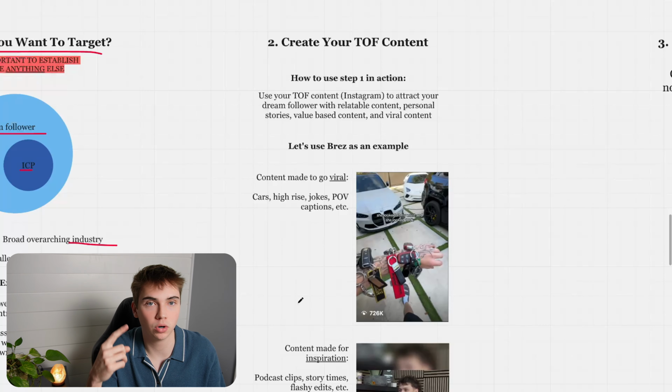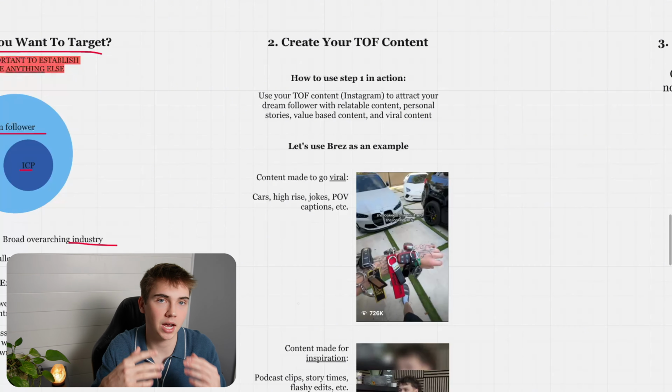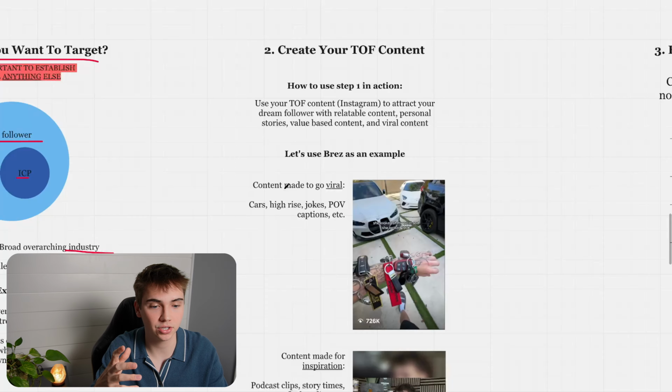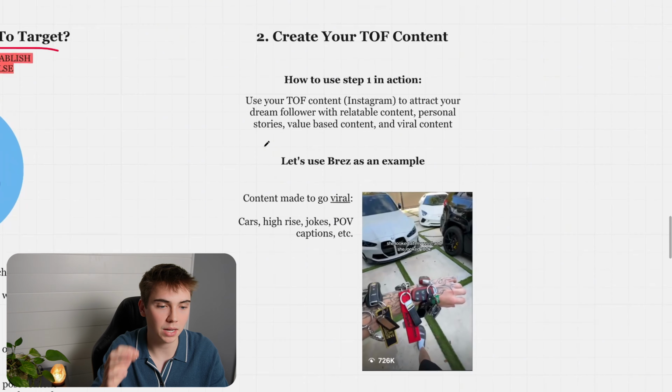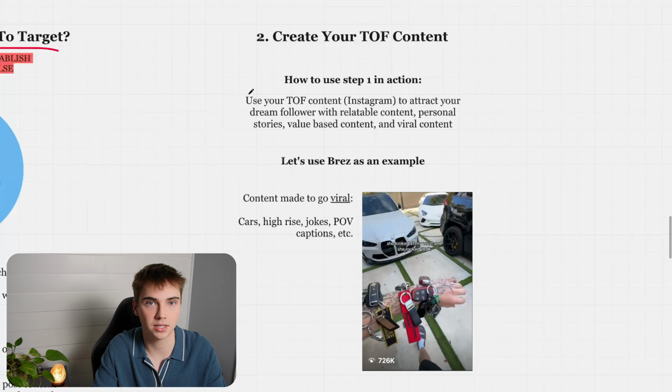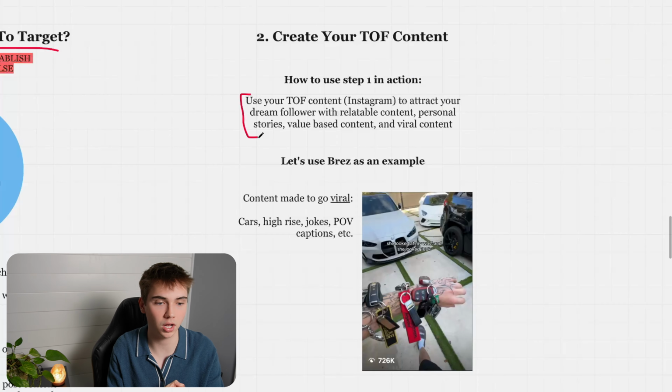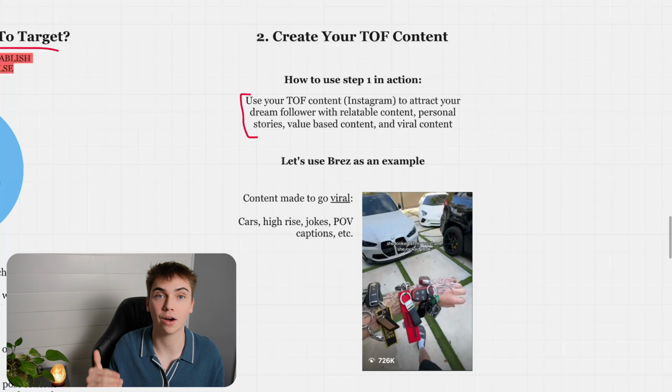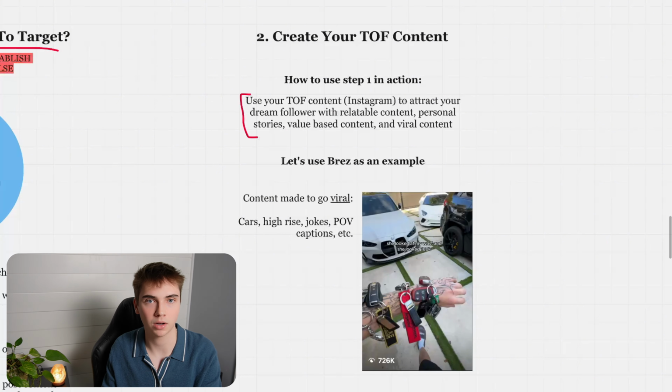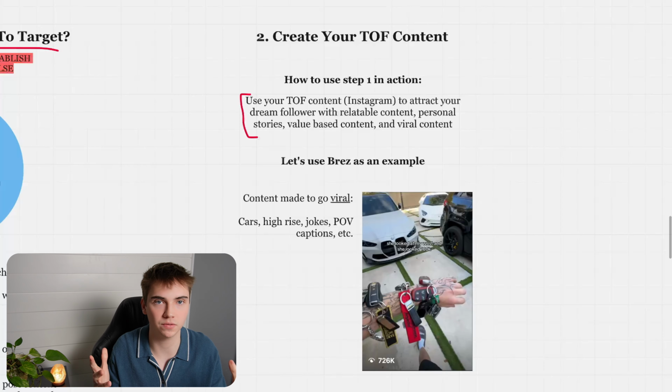Once you've established your dream follower and ICP, it's time to create some top of funnel content. And how to use step 1 in action, we're going to use top of funnel content, which is Instagram, TikTok, short form like that, to attract your dream follower with relatable content, personal stories, value-based content, and viral content. This is the mix that I was talking about earlier in the video that we're going to go over so you can have a good plan of what to post, when to post, and how much of it to actually post.